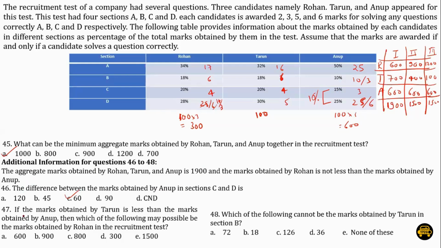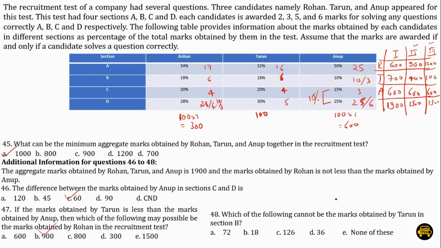Now, the next question says, if the marks obtained by Tarun is less than the marks obtained by Anoop, then which of the following may possibly be the marks obtained by Rohan in recruitment test? Now, Tarun is getting lesser marks than Anoop. So this is happening in second and third case. Then which of the following may possibly be the marks obtained by Rohan? So Rohan can either get 900 or get 1200. And looking at the options, we have only 900 here. So the answer to this question will be 900.